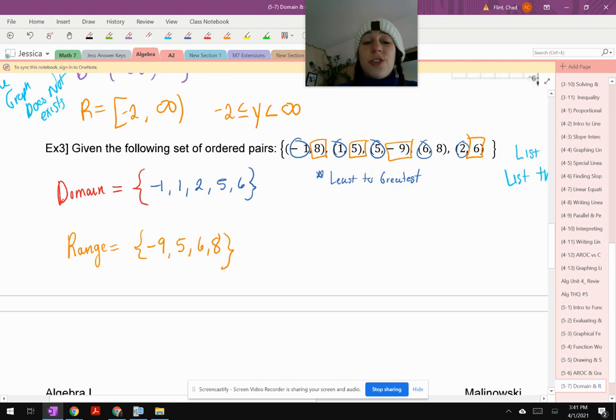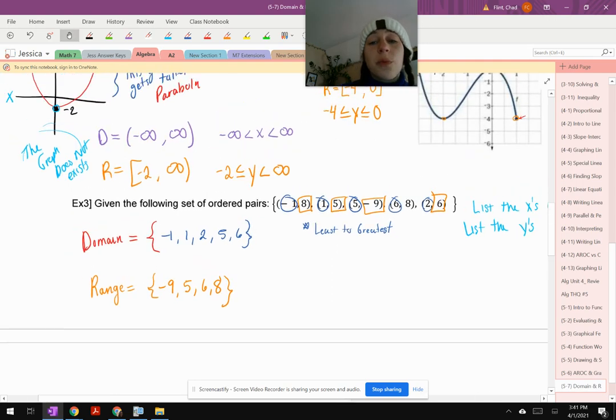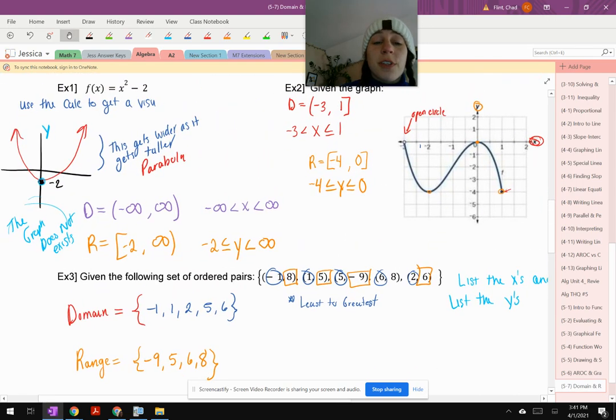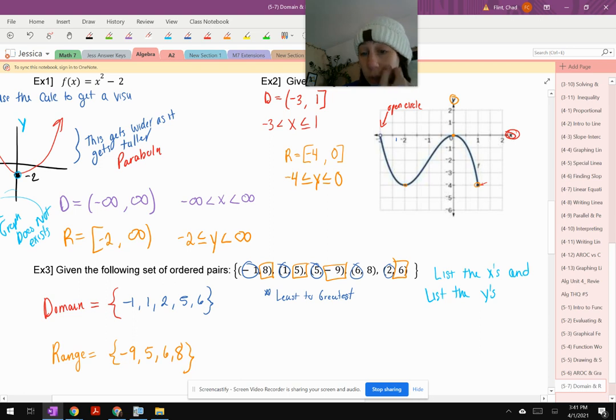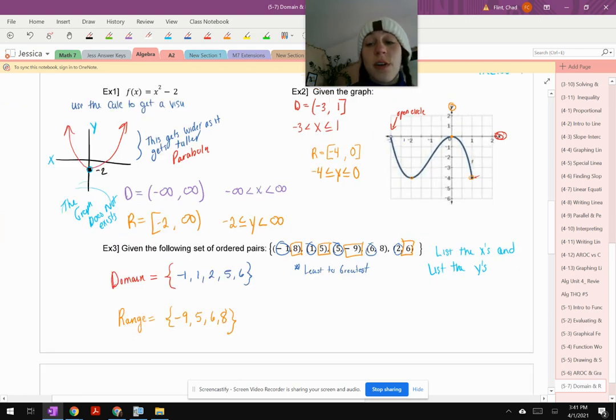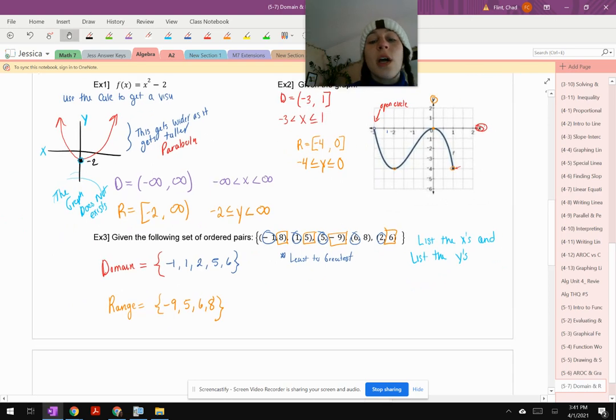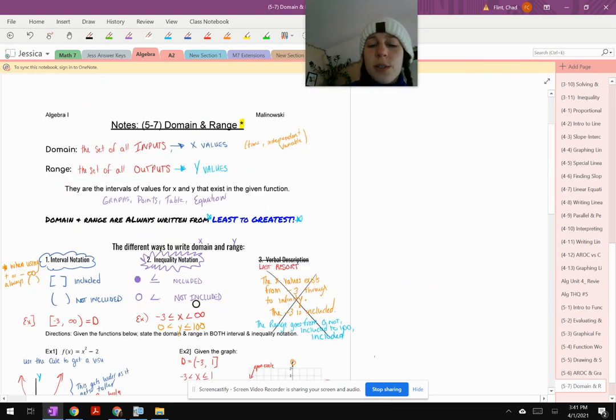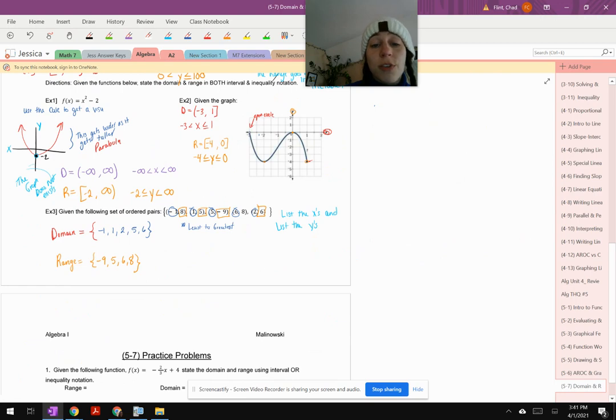So only in situations like this could it be listed. It wouldn't work for the graph or for the equation because there's all the values in between there, all the 0.5s, 0.52, 0.9s, all those decimals, all those infinite number of decimals. Whereas, like I said before, these ones being just points, we don't know if they're connected or not.